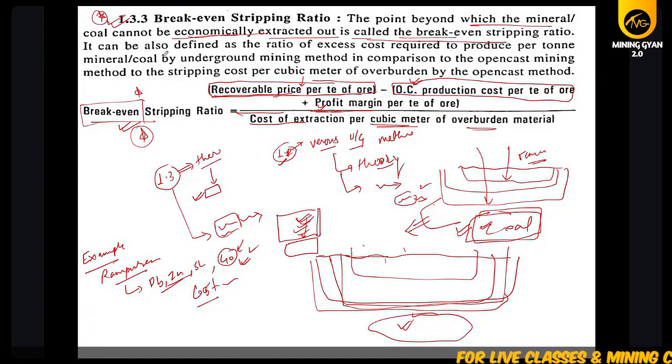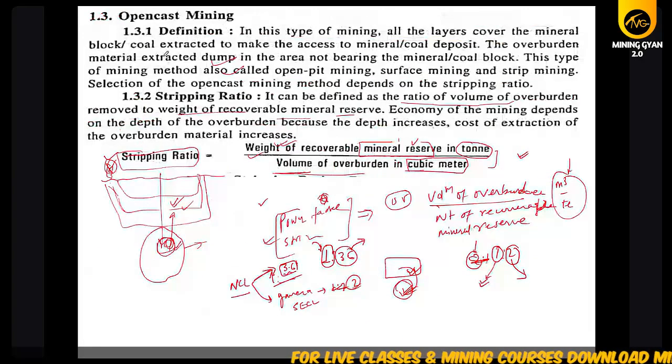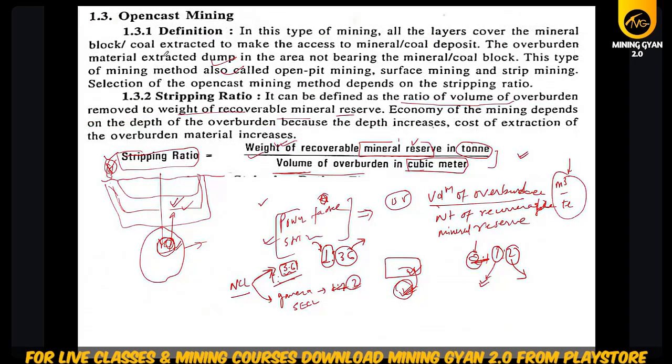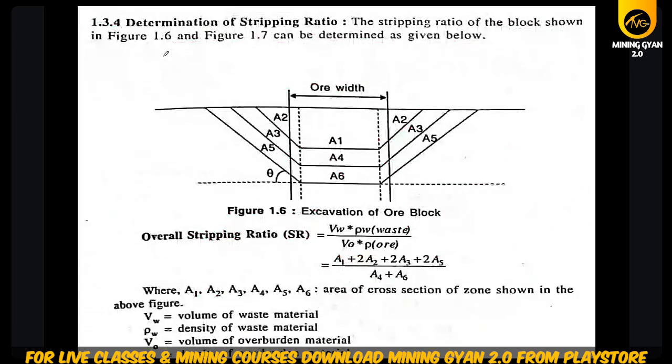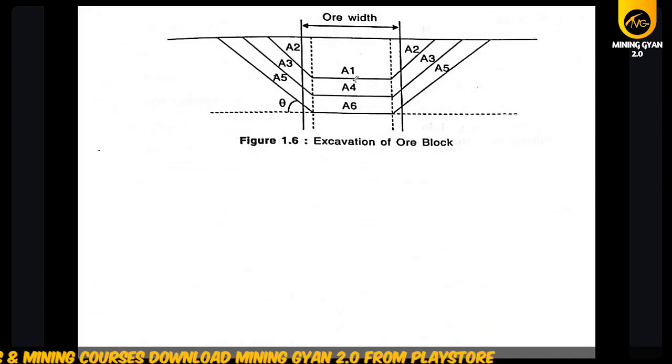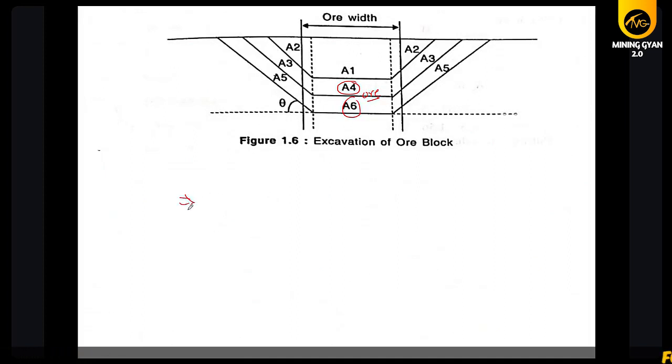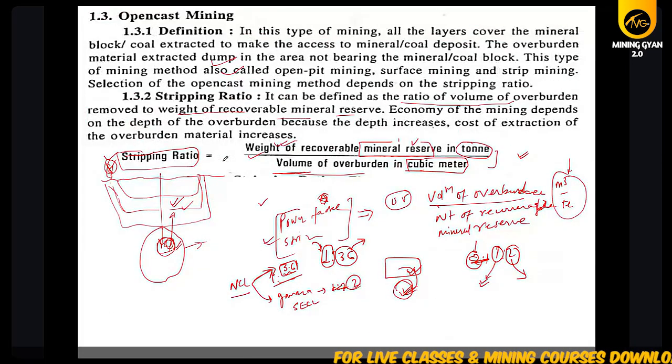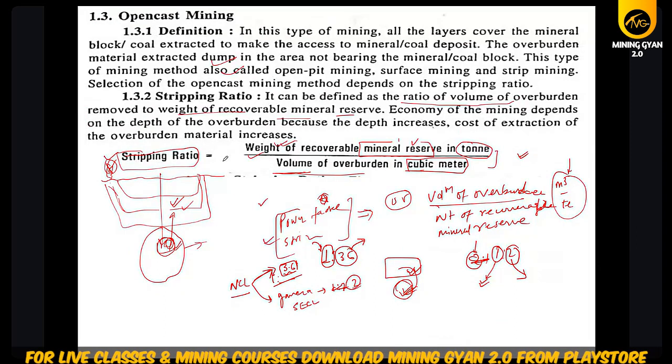So you should remember this break even stripping ratio formula as well as the stripping ratio formula, because you will see a lot of questions based on these formulas. So how will you reach it? Suppose this is your ore, A4 and A6, the ore coal block, whatever you want to say. So the formula you should remember: stripping ratio is the weight of recoverable mineral reserve in tons by the volume of the OB, and vice versa, the volume of the overburden in cubic meters divided by the weight of recoverable mineral reserve.